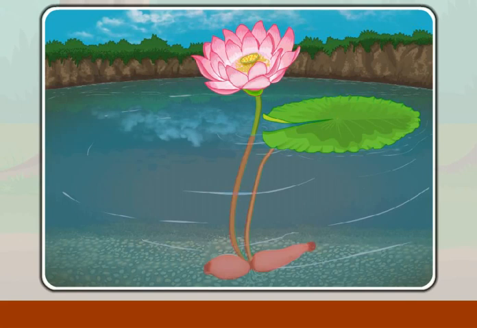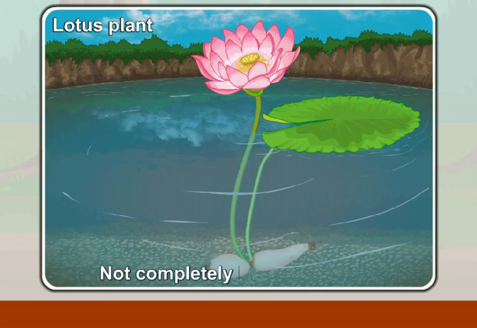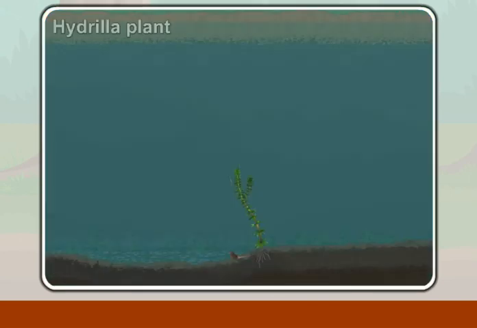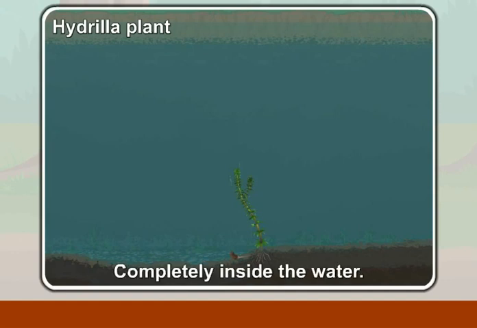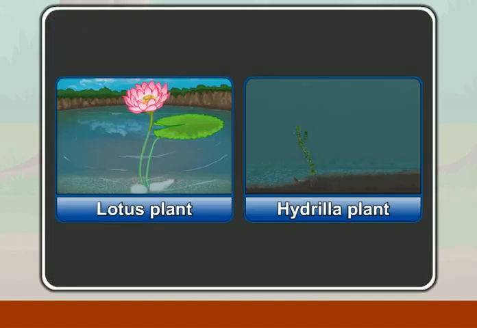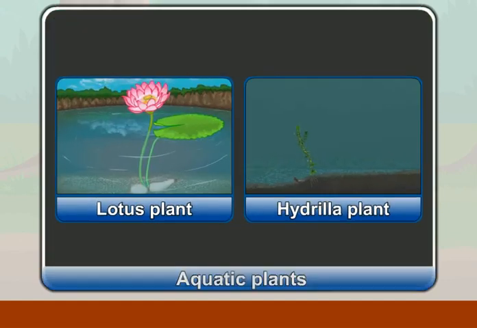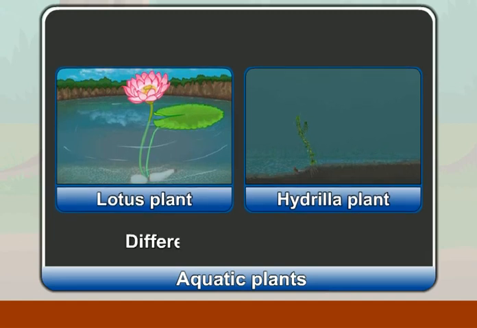Some parts of the lotus plant are inside the water, while some parts of the lotus plant are outside the water. The lotus plant is not completely inside the water, but the hydrilla plant is completely inside the water. Although both of these plants are aquatic plants, they are different from each other.